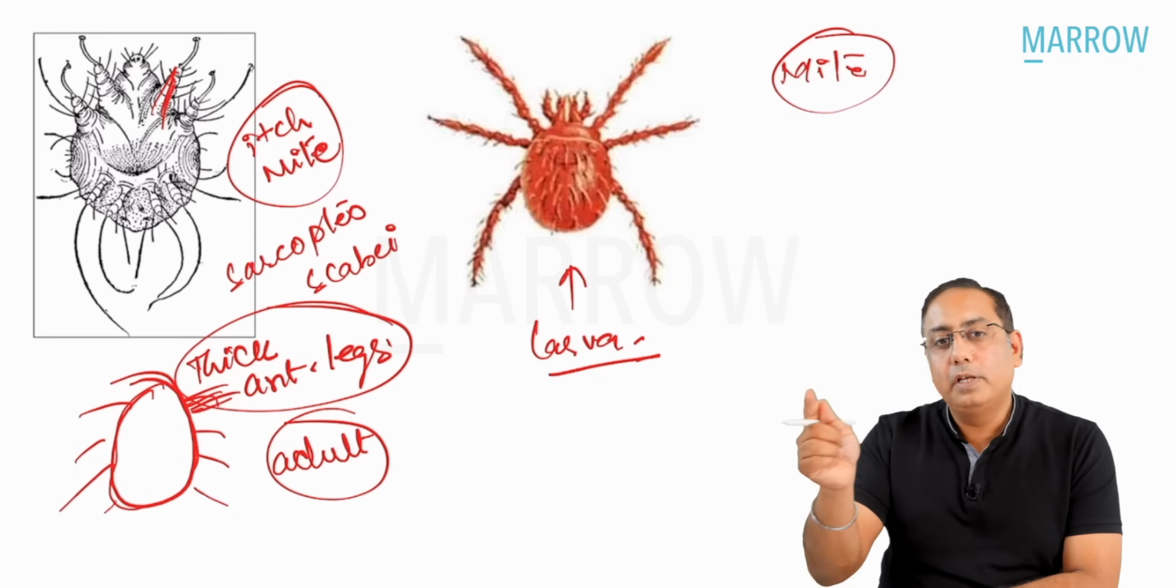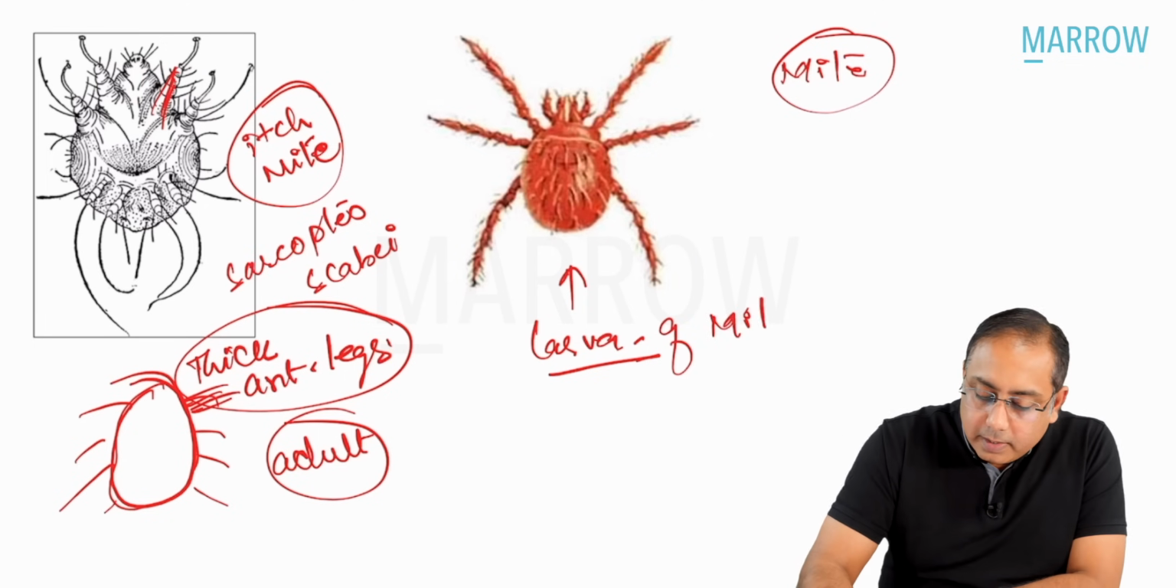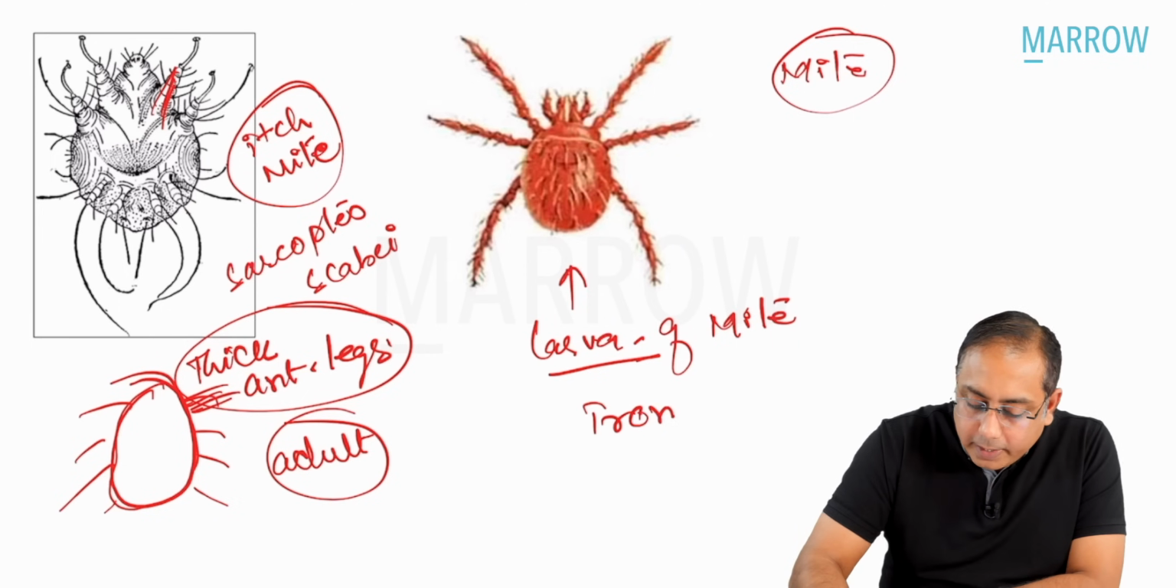On the same principle, you come to the other one. This is a larva of the mite. This is a trombiculid mite.